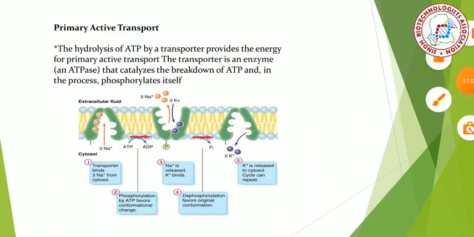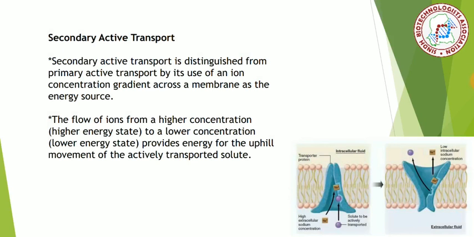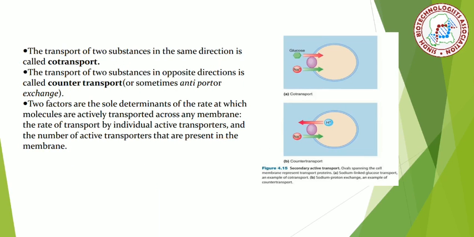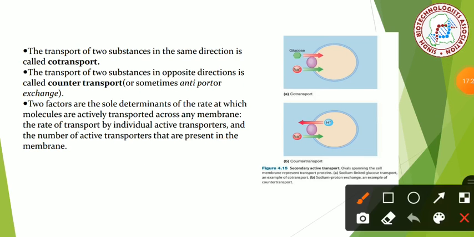Now secondary active transport usually uses the ion concentration established by primary active transport. Here we can see the flow of ions from a higher concentration, high energy state, to a lower concentration, low energy state. On the next slide we can also see two kinds of direction, one called co-transport, another called counter-transport, also called anti-proton exchange. The transport of two substances in the same direction is called co-transport, and in the opposite direction is called counter-transport.